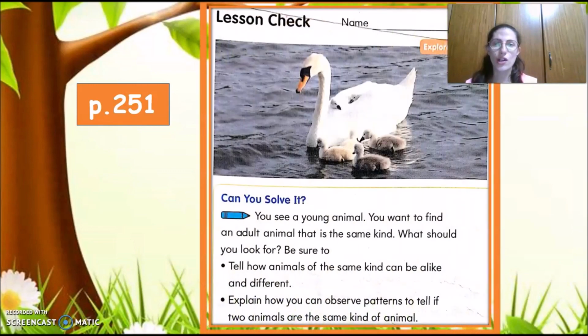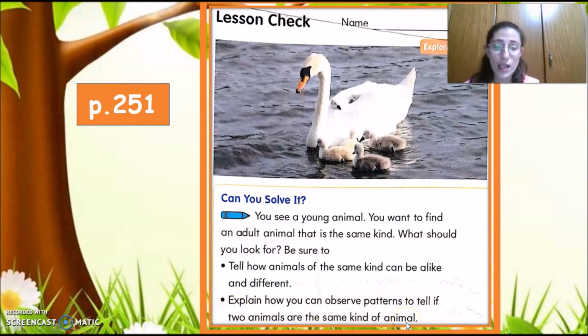We open to page 251. What can we observe in this picture? Excellent, we can see the swan and its young. Let's read together. Can you solve it? You see a young animal. You want to find an adult animal that is the same kind. What should you look for? Be sure to tell how animals of the same kind can be alike and different. Explain how you can observe patterns to tell if two animals are the same kind of animal.